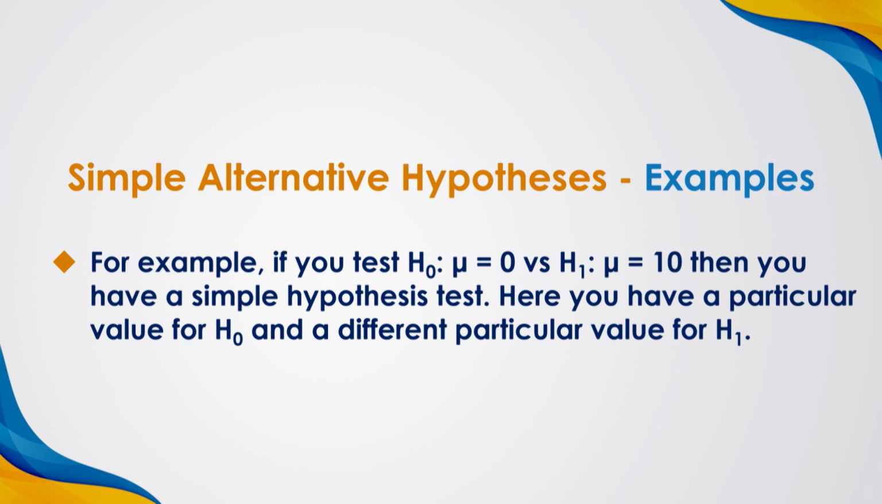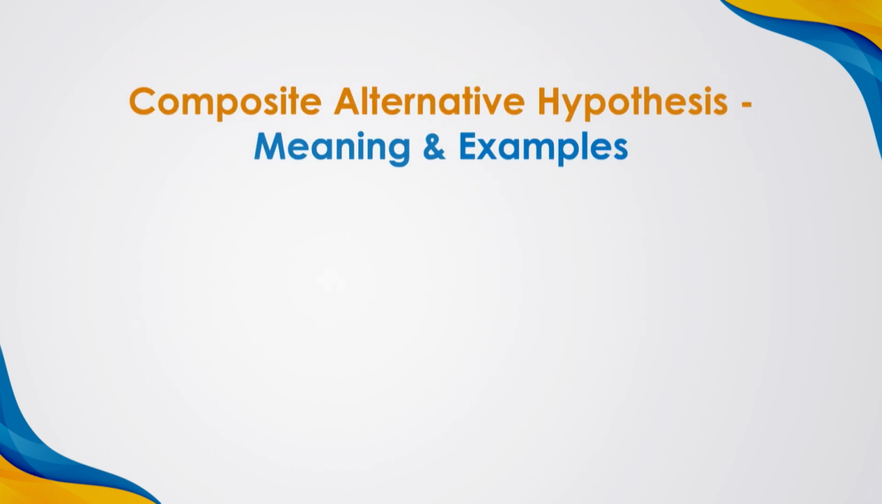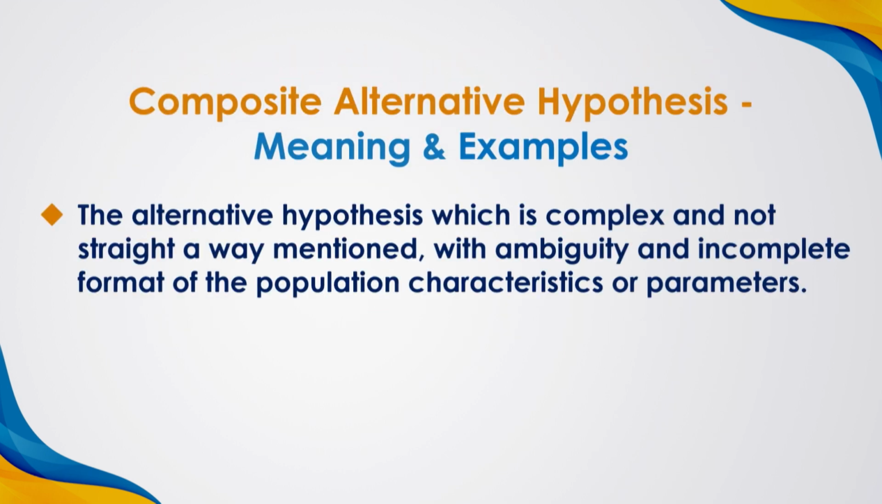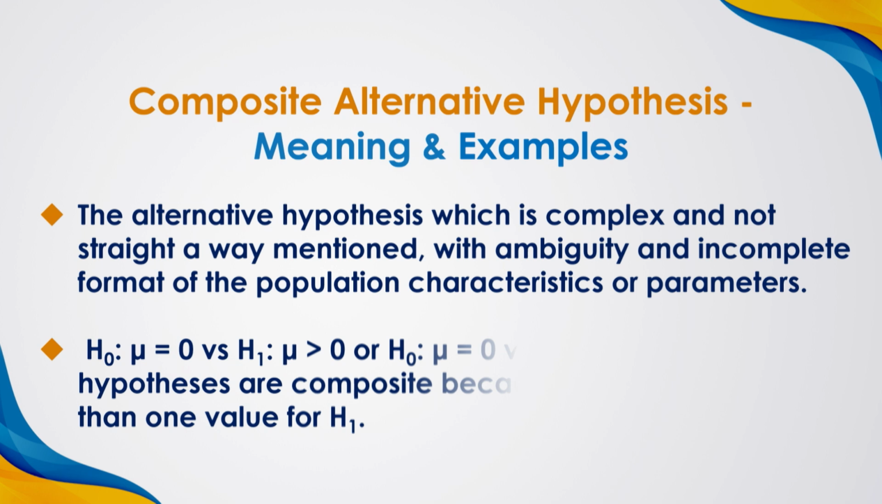What it means is that the null hypothesis is mentioned in simple format, and the alternative hypothesis is also mentioned in simple format. In that case, you can call it a simple alternative hypothesis. A composite alternative hypothesis, meaning-wise, is an alternative hypothesis which is ambiguous or deals with more than two variables.